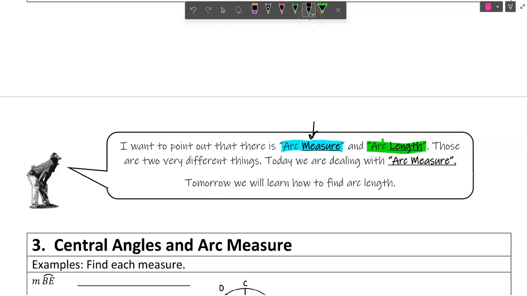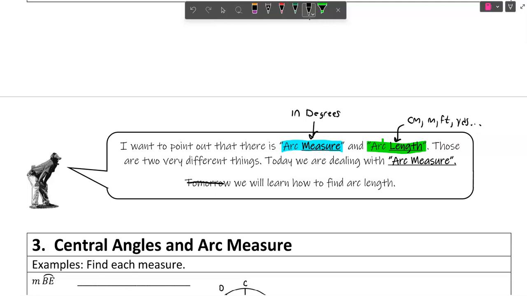Arc measure is the measure of an arc in degrees, so it's an angular measurement, versus arc length, where the word length signals a unit of length. That means it can be measured in centimeters or meters or feet or yards, etc. So these are two different ways to measure an arc. One way is by its degree measure, and the other is by its actual length, like if we had a ruler and bent the ruler around to measure it.